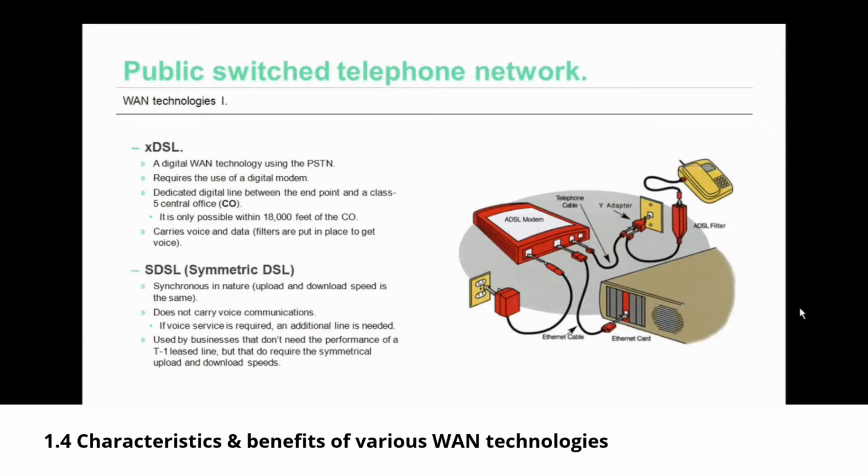When it does carry both, filters are put in place in order for the voice signal to come through without any interference. Now let's move on to the different types of DSL. And first up is symmetric DSL, or SDSL. Symmetric DSL is synchronous in nature. That means that the upload and download speeds are the same.